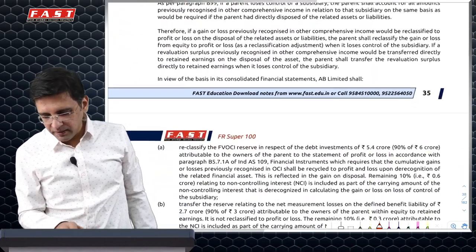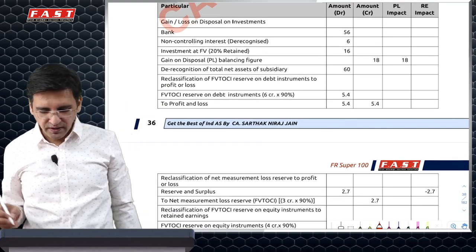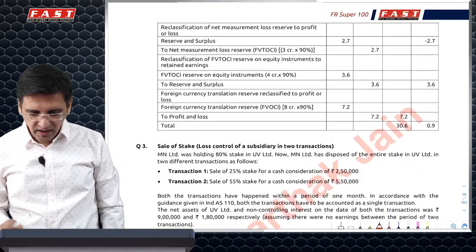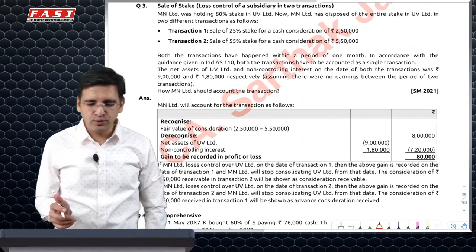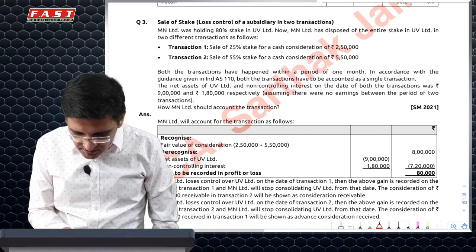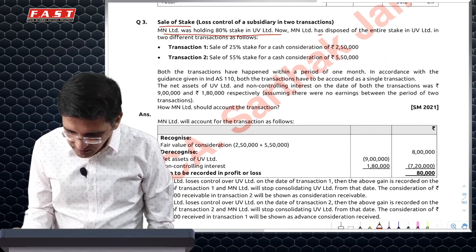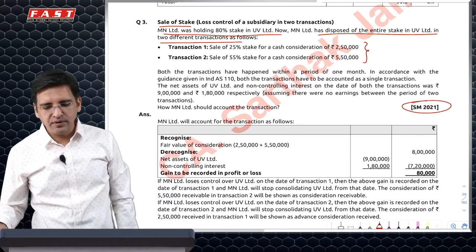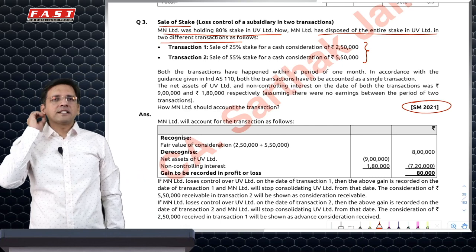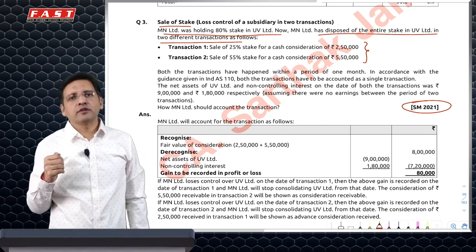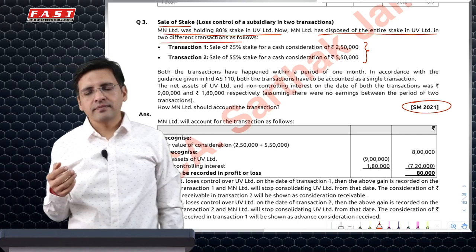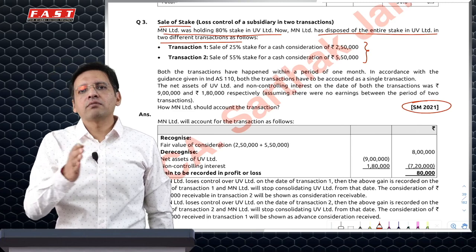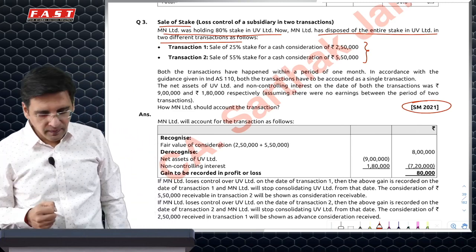Now they have done a combined journal entry for this after all the explanation. So this 18 is your profit from disposal and all the others are reclassification, which I just explained; you can go through it. Next is again sale of stake. 80% I have disposed, entire stake in two transactions. A new question which was added in SM 2021. Which is basically with respect to the fact that when you sell your investment through multiple transactions, should these transactions all be accounted for independently or as part of one?